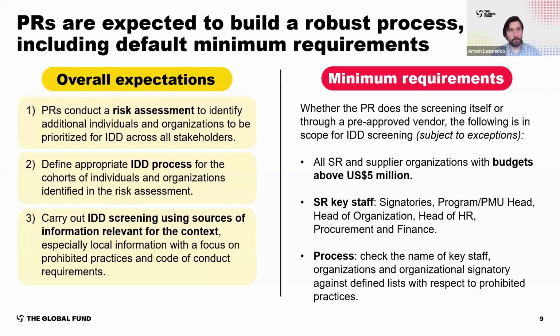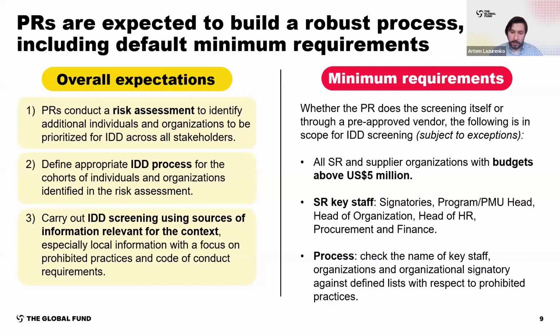So especially for a more mature PR, we will always be going quite far beyond the minimum requirements. But any PR, no matter how low capacity, we expect to meet at least these. At least subrecipient and supplier organizations with budgets above 5 million over the grant cycle, and we're talking about individual budgets here. So not all suppliers or all PRs in aggregate, but individual SR and individual supply organizations with grant cycle budgets of over 5 million.